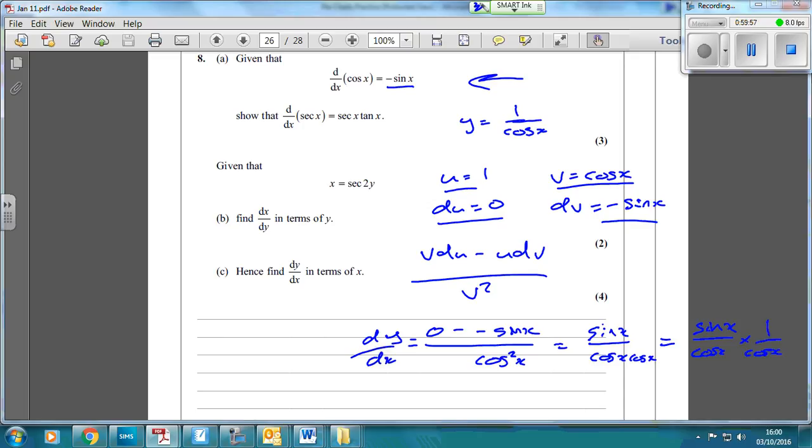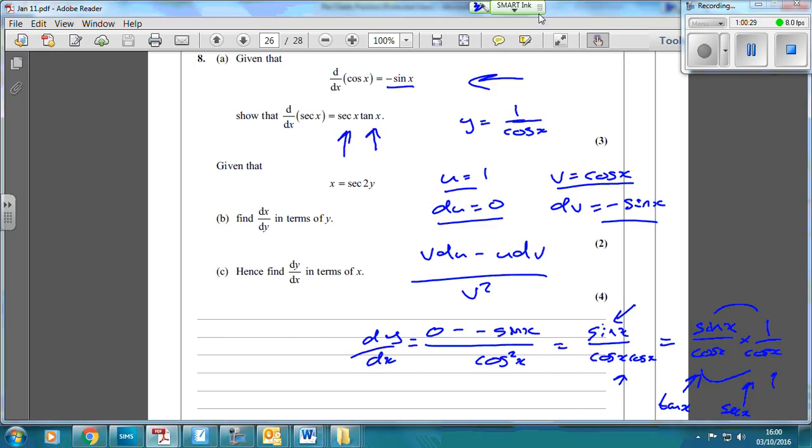So imagine doing that the other way around. If you're going to multiply fractions, sine times 1 would be sine x. Cos x times cos x equals cos squared x. Sine x over cos x equals tan x. 1 over cos x equals sec x. So that's how that works. So you've got to use the quotient rule, and you need to say that, therefore this is tan x, and this is sec x. That's it.